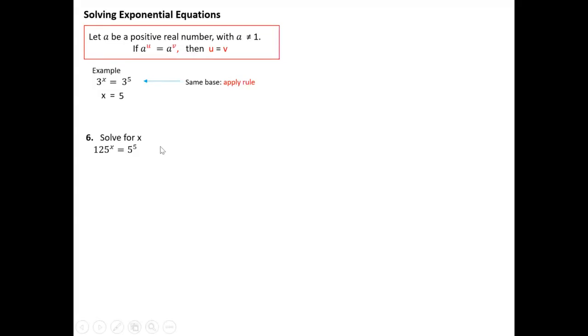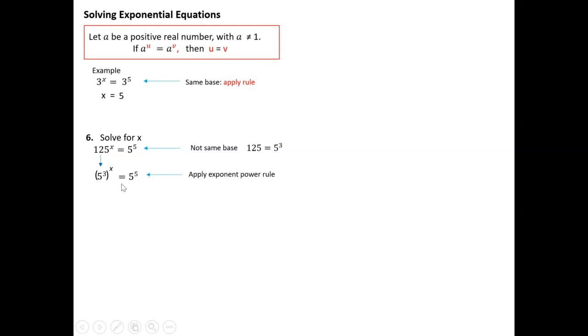Number 6. If you notice, the bases are 125 and 5. Not the same base, right? So we have to get both in the same base. Here, 125 equals 5 to the third power. So I'm going to substitute 5 to the third power for the 125. Now we bring down the exponent, equals 5 to the fifth power.